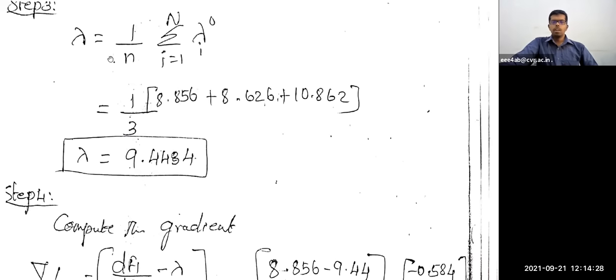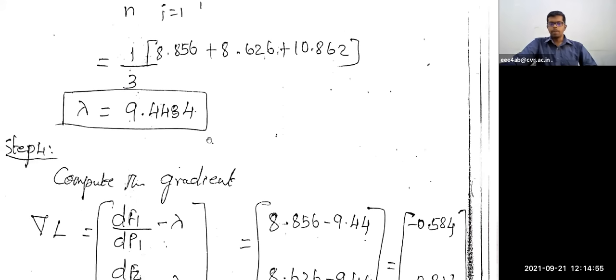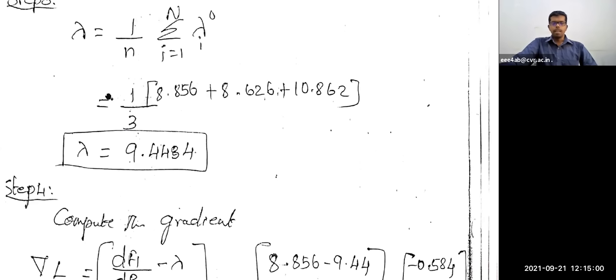Okay, average. So here, 8.856 plus 8.626 plus 10.826. These are the 3 values we have calculated previously, that is lambda 1 naught, lambda 2 naught, and lambda 3 naught. So we need to take the average. If you take the average, it is coming as 9.4434. Okay, this is step number 3.